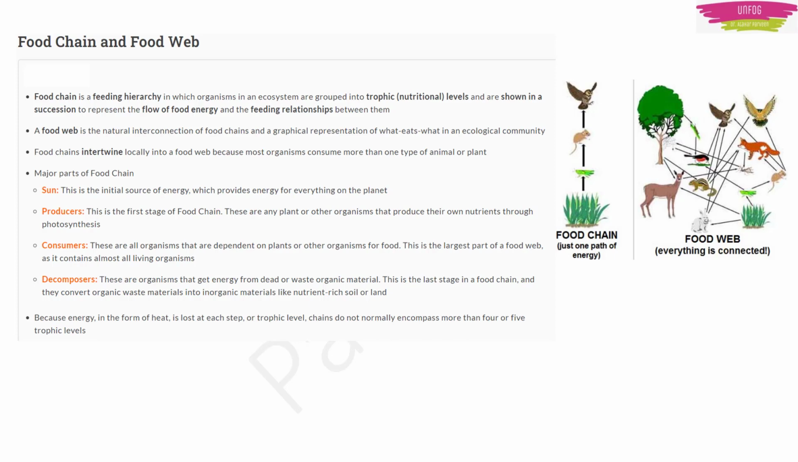For example, if any rat is dead, after some days you will get some stinking smell in your home. That is because that rat is getting decomposed. Why is it getting decomposed? It is getting decomposed because of these decomposers only. So, they will also have one food chain.